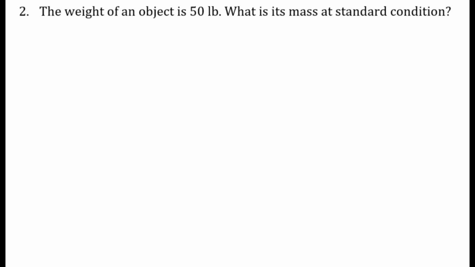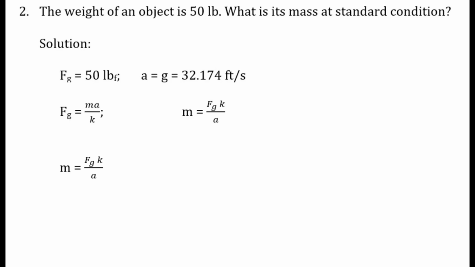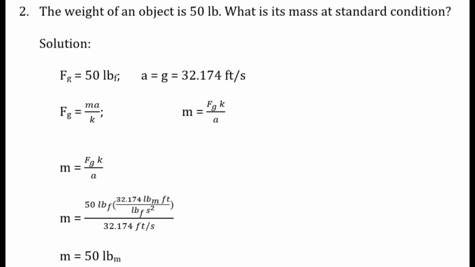Exercise number 2. The weight of an object is 50 pounds. What is its mass at standard condition? Writing the given. From the formula of force gravity, we can solve the mass. That mass is equal to the quotient of the product of force gravity and proportionality constant and acceleration. Substitute the given values and solve for mass, thus we have 50 pound mass.